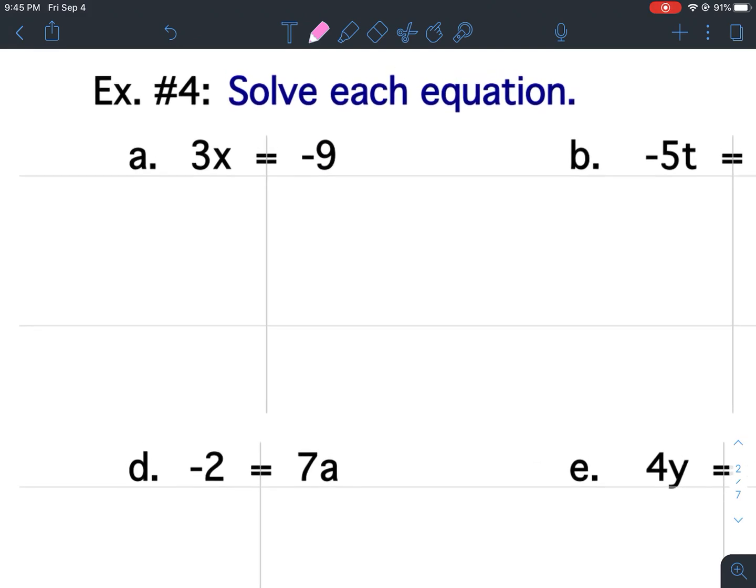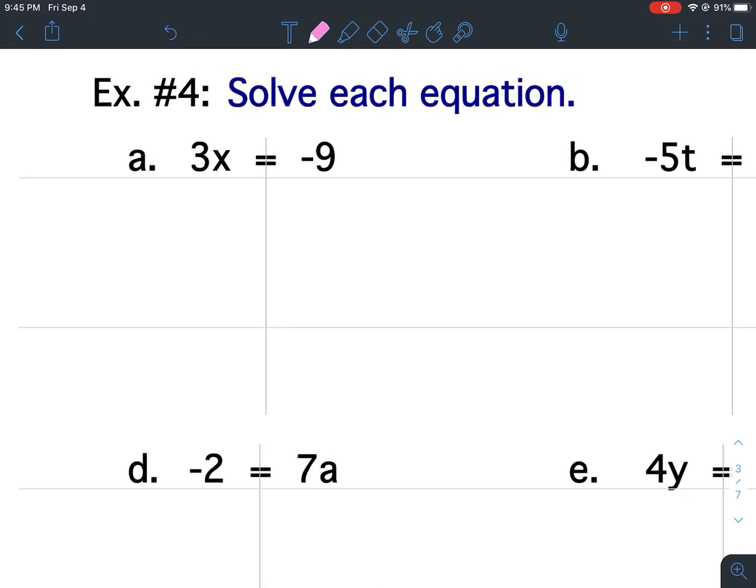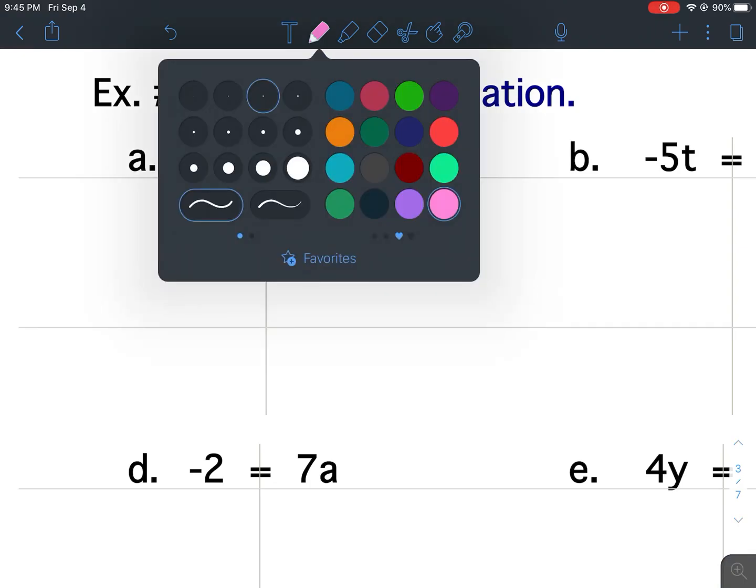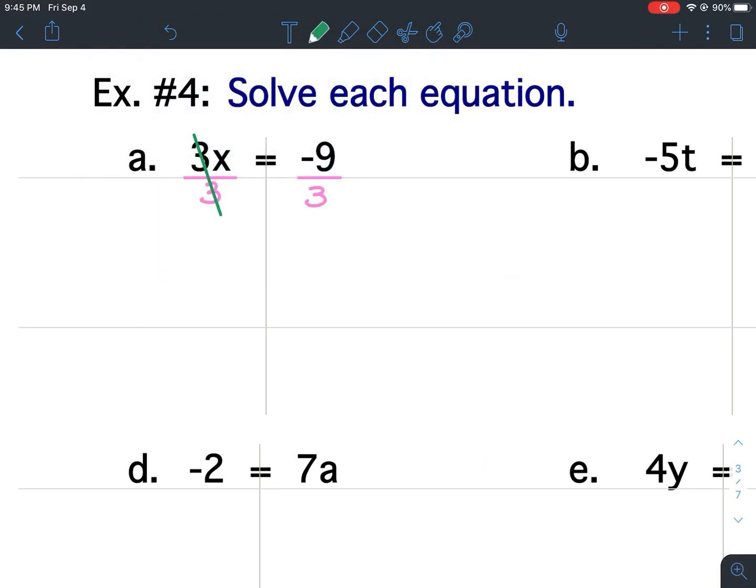So I'm going to divide each side of the equation by the number that's in front of the variable. The coefficient of the variable is what I'm going to divide by. Since it's 3x, that means 3 times x. The opposite of multiplying by 3 would be to divide both sides by 3. That allows me to cancel out the 3's and then keep my equal signs lined up.